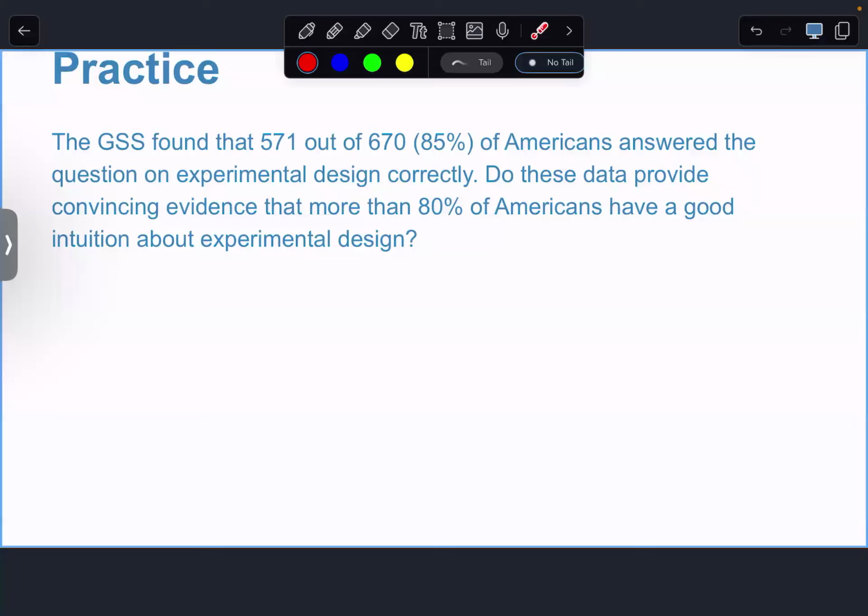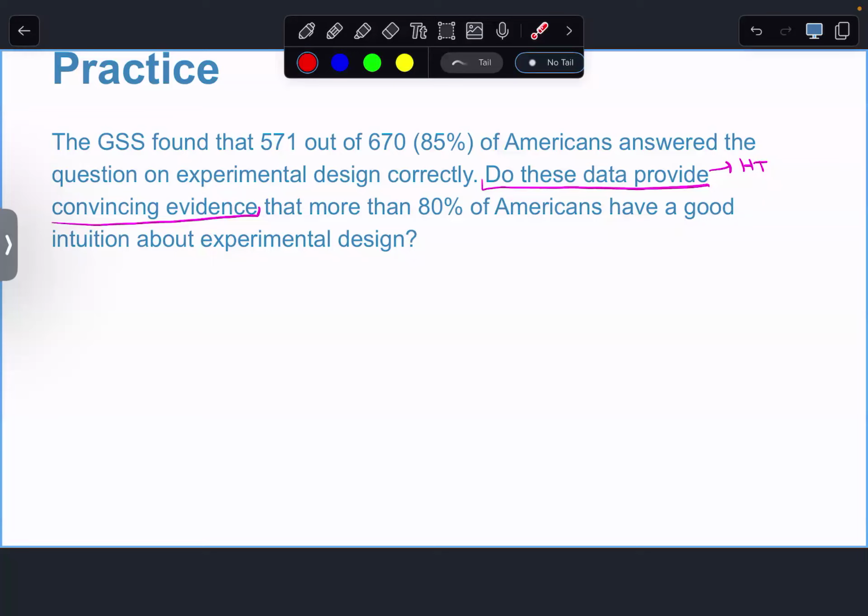Do these data provide convincing evidence? Now this statement here is what tells you that you're going to be doing a hypothesis test. Usually I like to start with, is there evidence that blah, blah, blah. But any sort of mention of evidence means that you have to do a full hypothesis test. That more than 80% of Americans have a good, I don't know, intuition about experimental design. Doesn't matter.